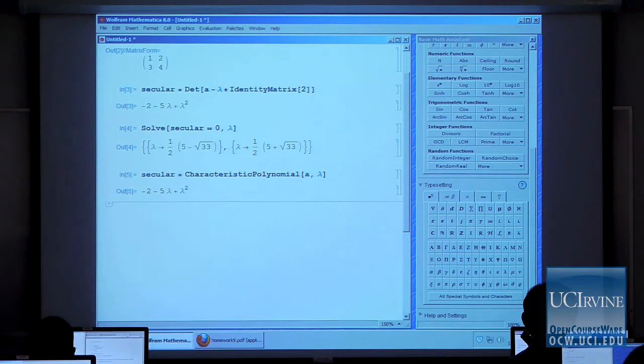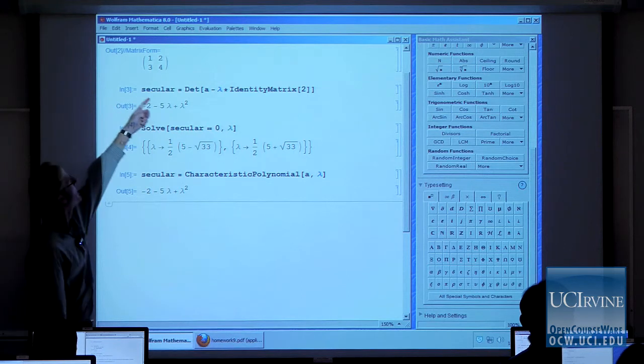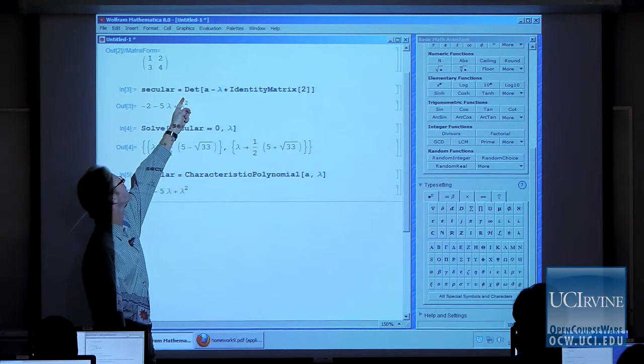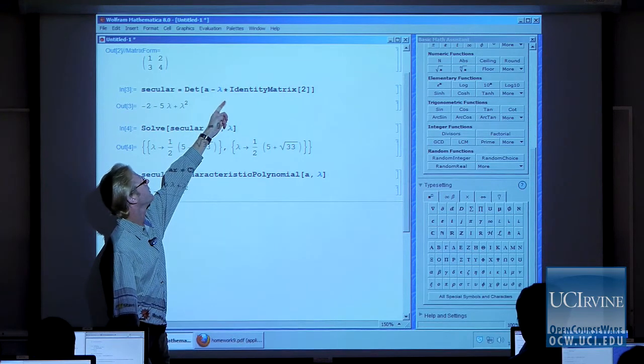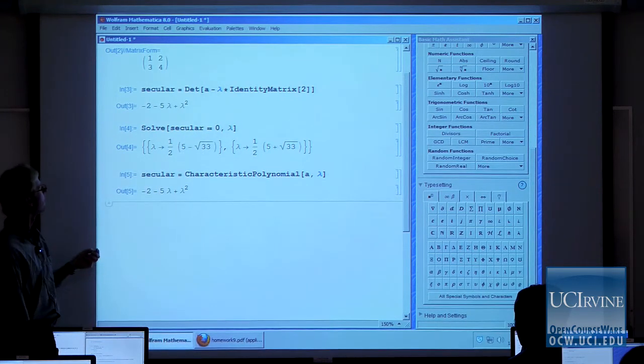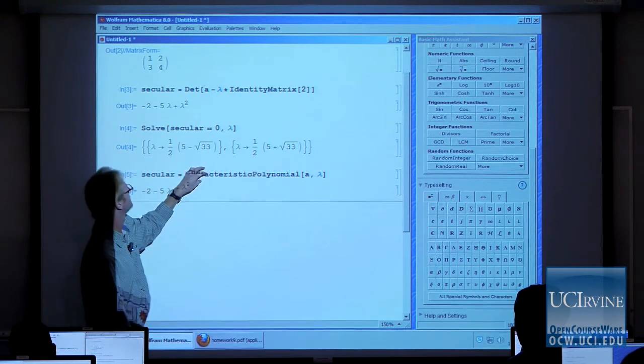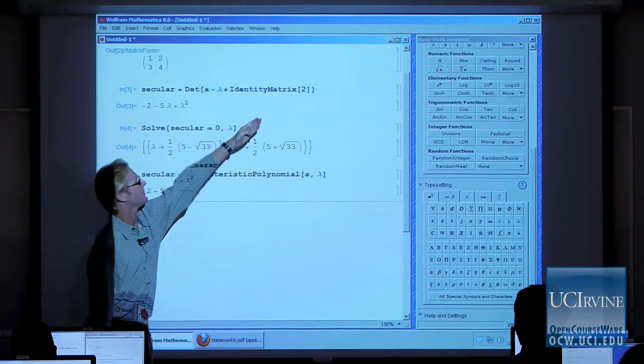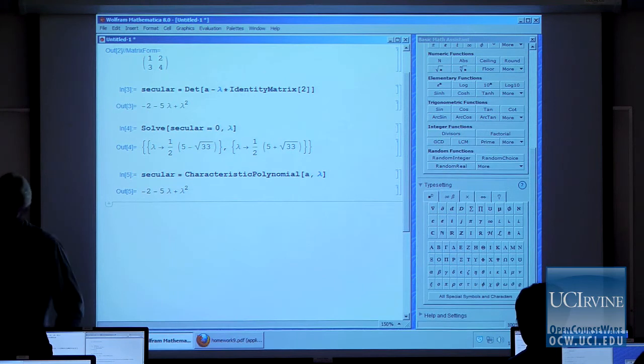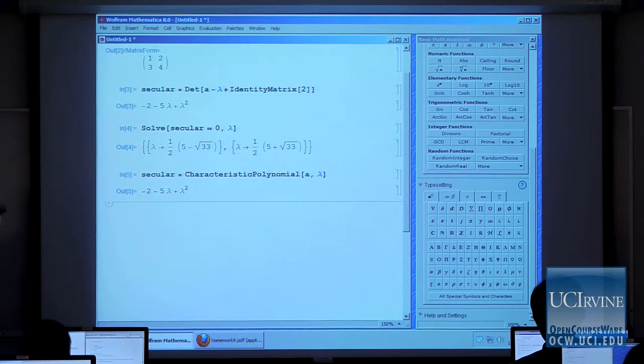So this gives exactly the same thing as what we formed by hand. We said, give me the determinant of A minus the eigenvalue times the identity matrix. This command basically just does that. Okay? All right. So the point of this is to show you that, in fact, the solution of the eigenvalue problem for the eigenvalues consists of finding the roots of this secular equation.